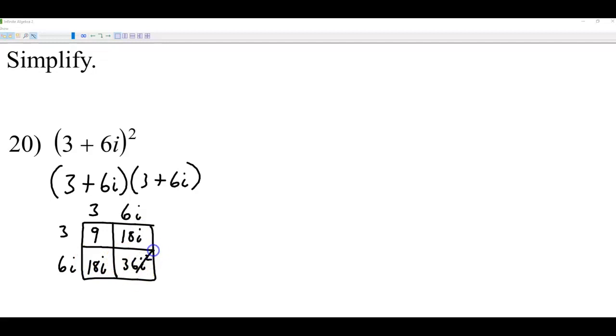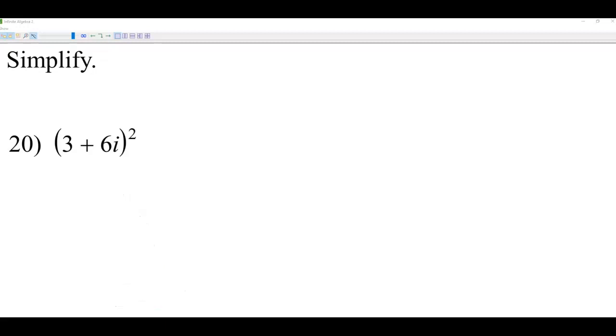The i squared, once again, we know becomes negative. And then what we're going to do is combine this diagonal, and then combine this diagonal, and we have our final answer. So it seems like the shortcut really isn't that much shorter, honestly, for these problems. So probably the box method is a good choice.